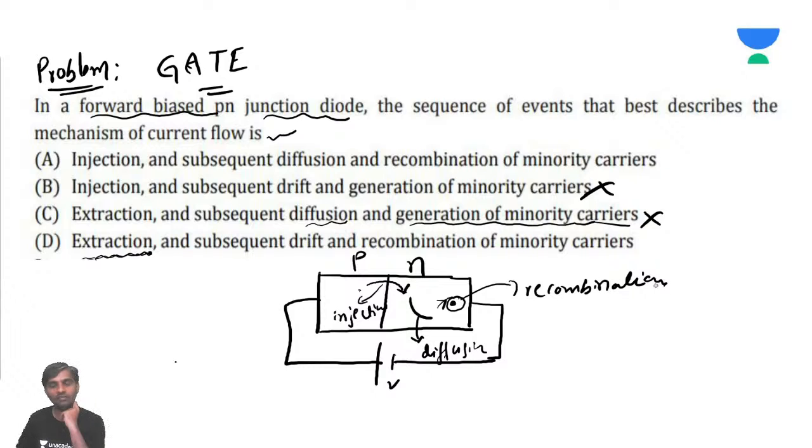We have studied in detail what will happen. So injection, diffusion and recombination is what happens. Okay. So what is the answer, sir? Answer is A.